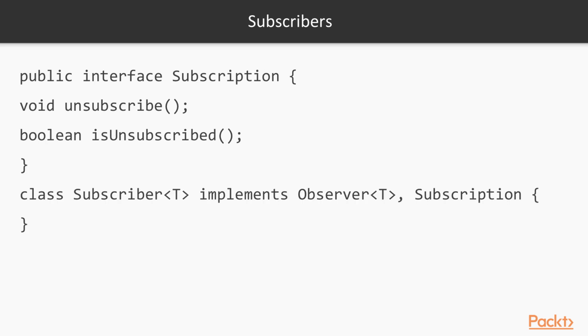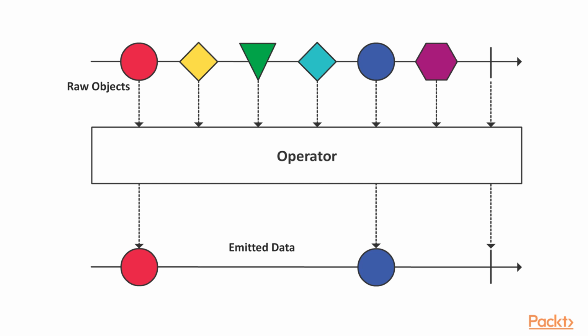Subscriber. A subscriber is an observer that can also unsubscribe from that data source through the subscription interface. We will study observer, observable, and subscriber in more detail in our next tutorials as well. So now, the marble diagram. Rx uses marble diagrams to explain how any operator works. Marble diagrams are very convenient and easy to understand. So this is an example of a marble diagram.